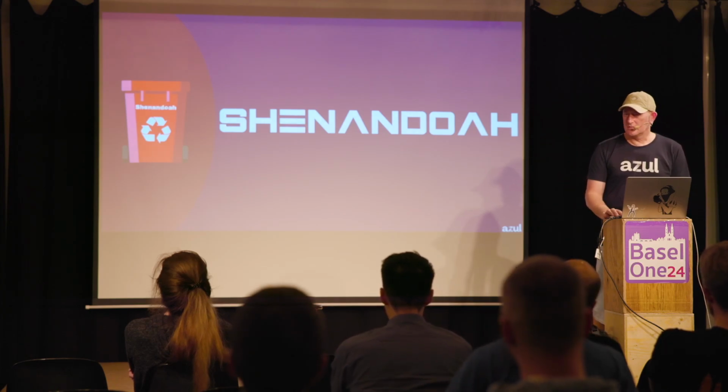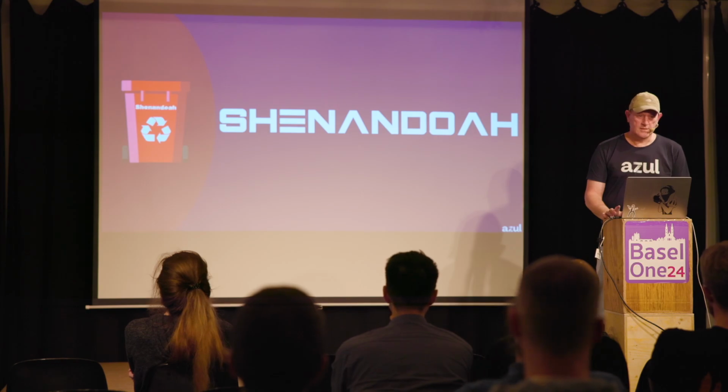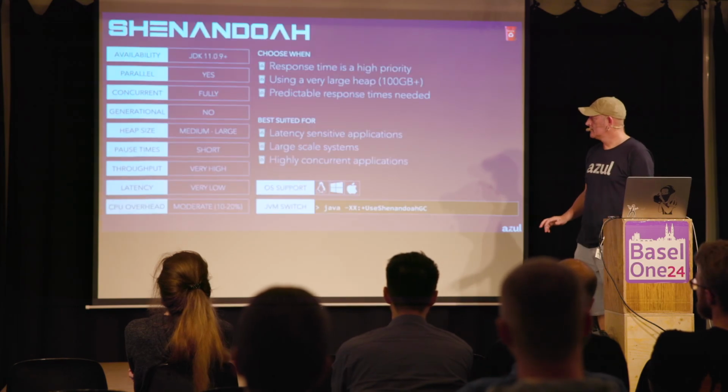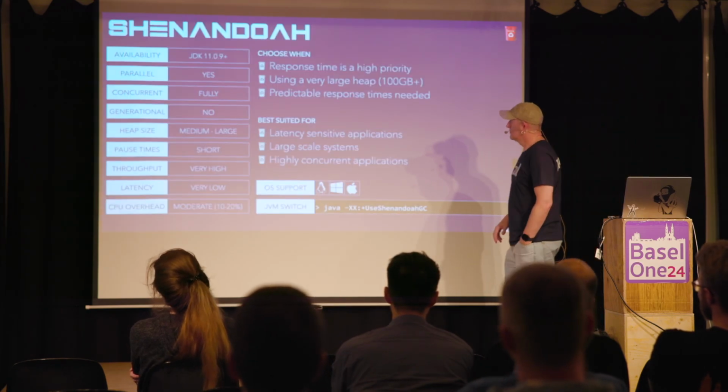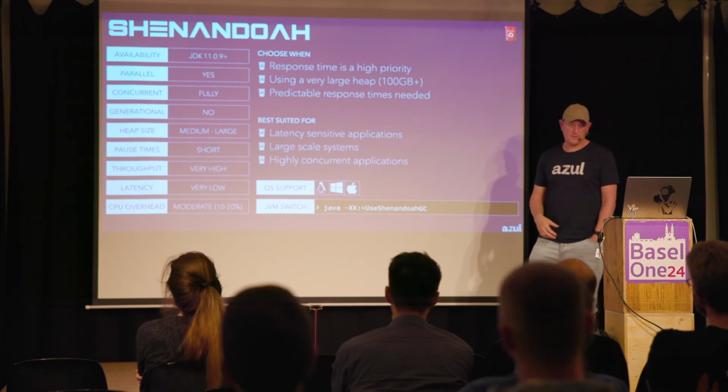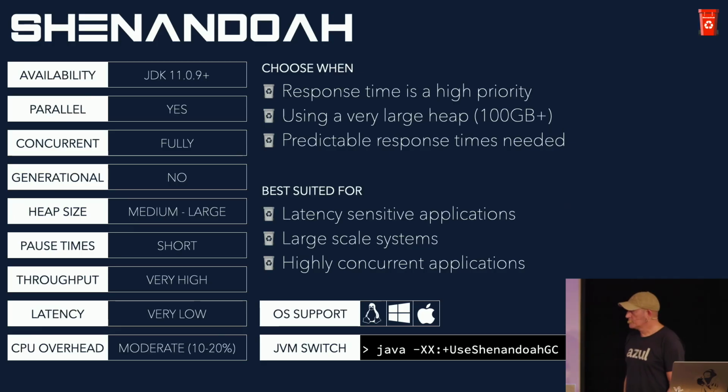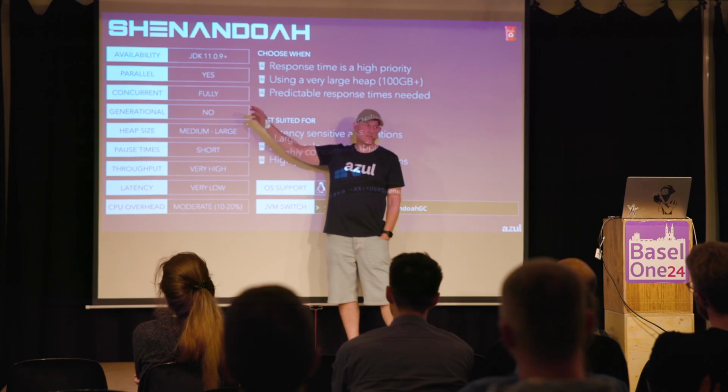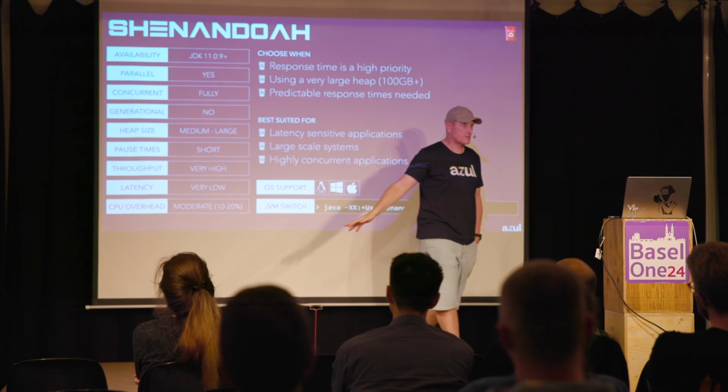Next one is Shenandoah. Has anyone heard about that one? It was developed by Red Hat, and Roman Kennke had a big part in that one. He moved on to Amazon, which might be the reason that this is the only collector in OpenJDK that is not generational. All the others are generational.